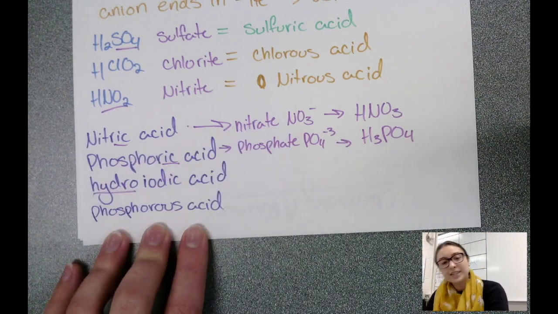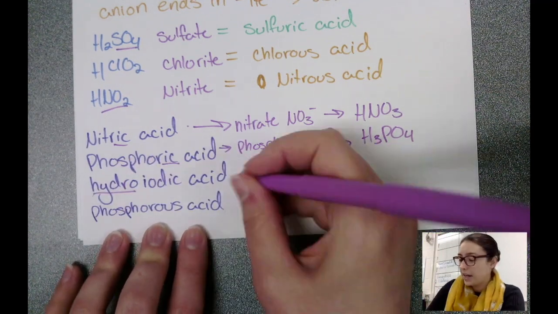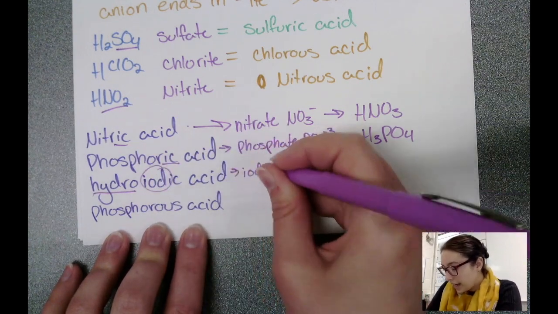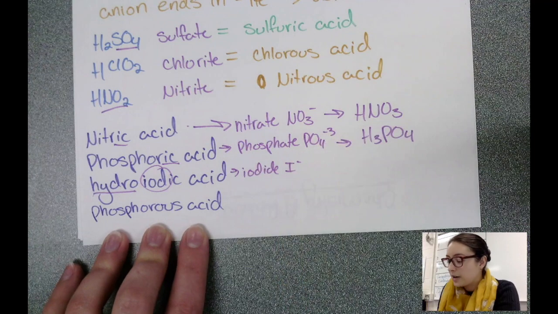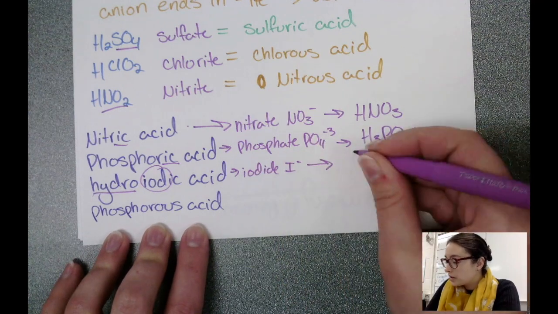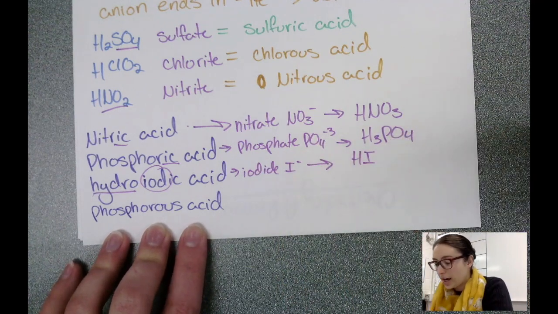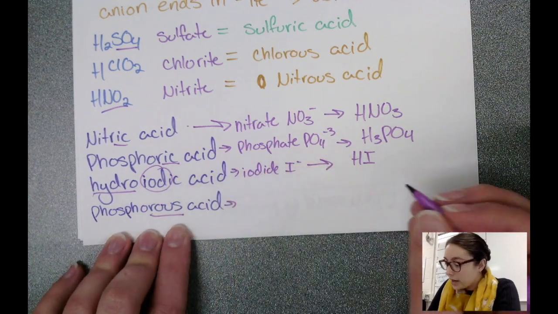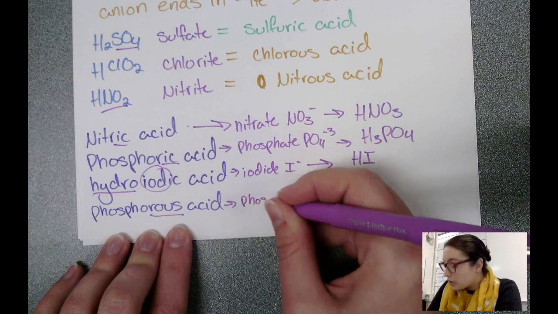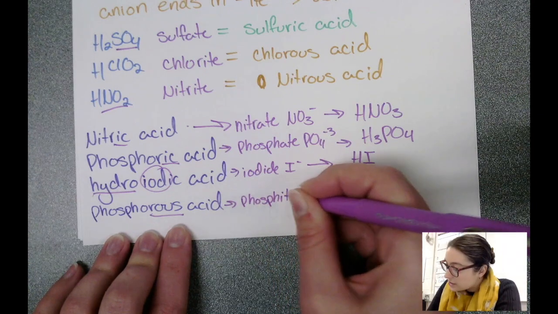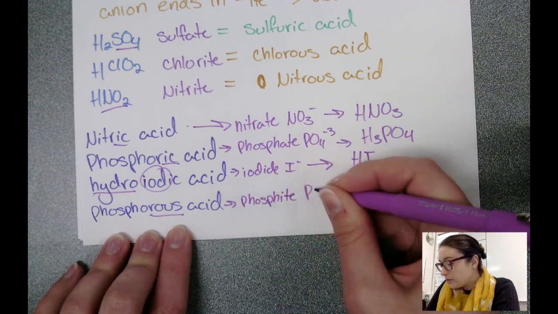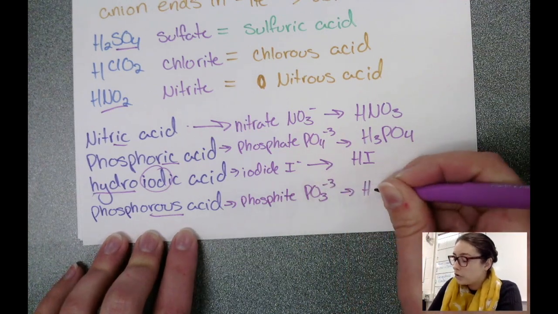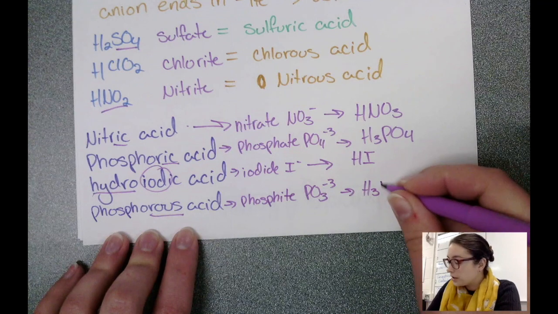Hydroiodic acid. This tells me it's a binary acid. Iodic, well, that's coming from iodide. Iodide is just I with a -1 charge. So that means its formula is going to be HI. Phosphorus acid. Phosphorus means we're dealing with the ion phosphite. Well, phosphite is PO3 with a -3 charge, so its formula has to be H3PO3.